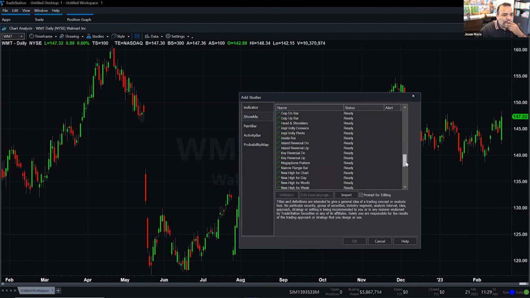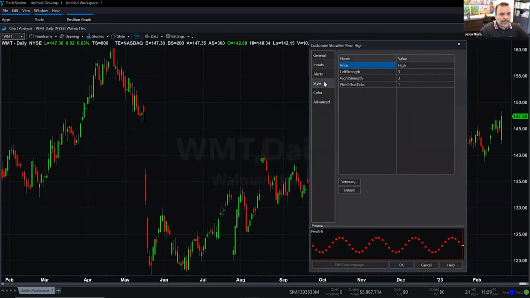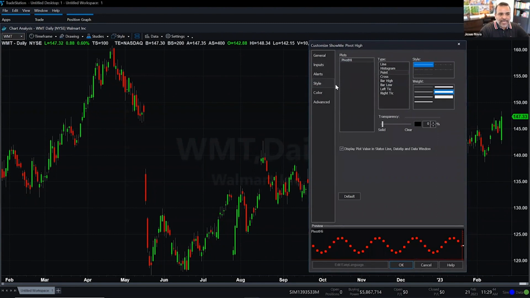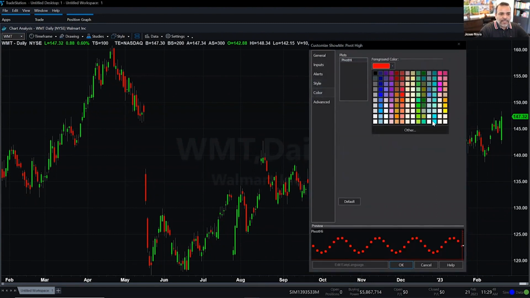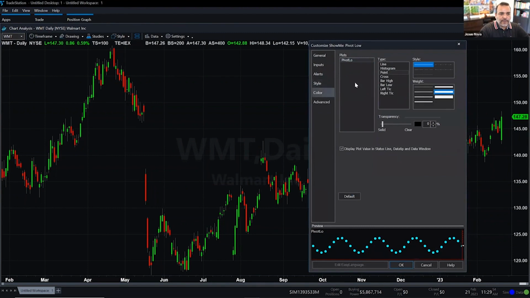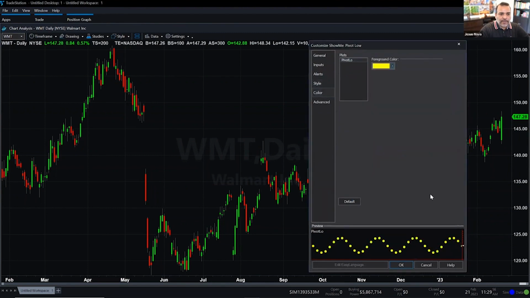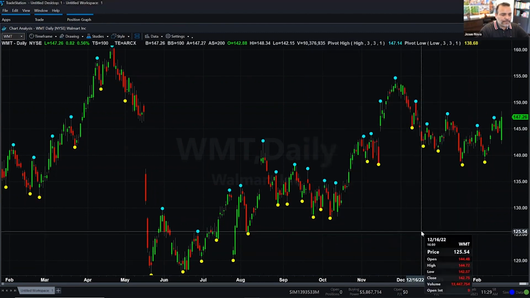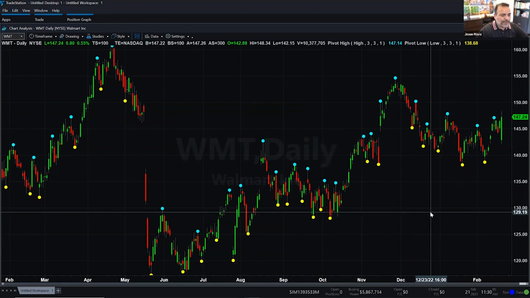It's going to be a show me. Here it is. Pivot high and pivot low. Let's go ahead and put them both on the screen. All right, I'm just going to go to the style again, make them a tad thicker. This is my pivot high. I'm going to make that magenta and click OK. And for my other one, I'm just going to make the style thicker, and the color, I'll make it yellow. All right, so pivot highs and pivot lows.